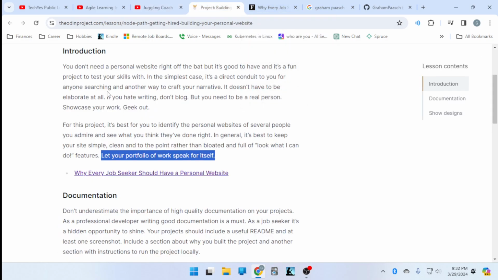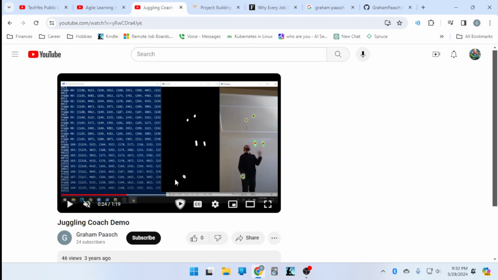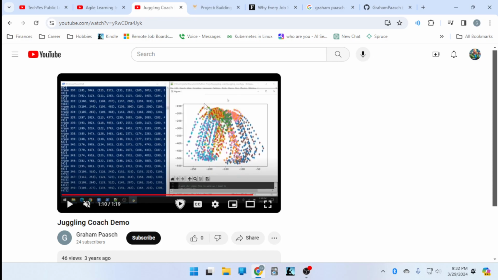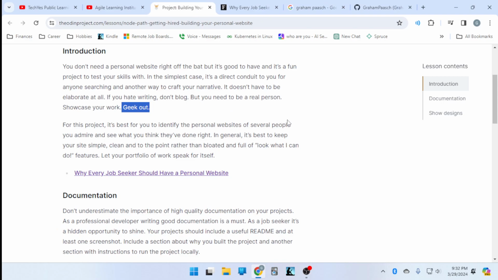And this is what they mean by geek out too. This shows competency with Python. This shows I got something difficult to work. And then I would probably have my home lab available for people to use, maybe for specific hours out of the day or something like that.